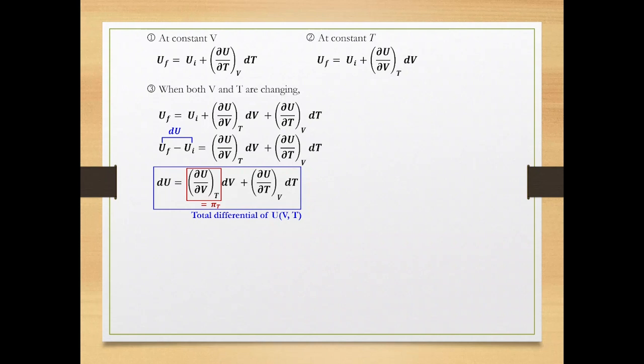How about the second slope? Don't you think it is familiar? Pause the video and guess what it is. It is the heat capacity at constant volume, which is denoted by Cv. The total differential of internal energy can also be expressed as pi T dV plus Cv dT.